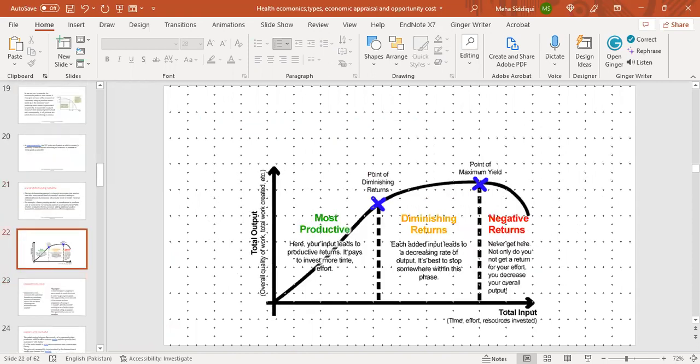As we can see in this graph, this is the area where most production is taking place. Here, input leads to productive returns. It pays to invest more time and effort. But then comes a point of diminishing returns, after which there is an area called diminishing return, in which each added input leads to a decreasing rate of output. So it's best to stop somewhere within this phase, as we have already discussed in the previous example.